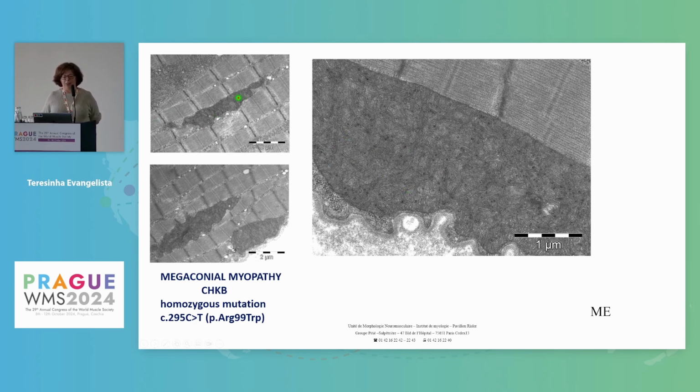This is a mitochondria, and this is a huge mitochondria. So this is called megaconial myopathy. It's associated with mutations in a gene called CHKB, and this patient had a homozygous mutation in this gene. This is obviously not very common; as I said, I saw like 4. It's just to show you that sometimes you need to go deeper and look really at all the stainings to be able to make a diagnosis.